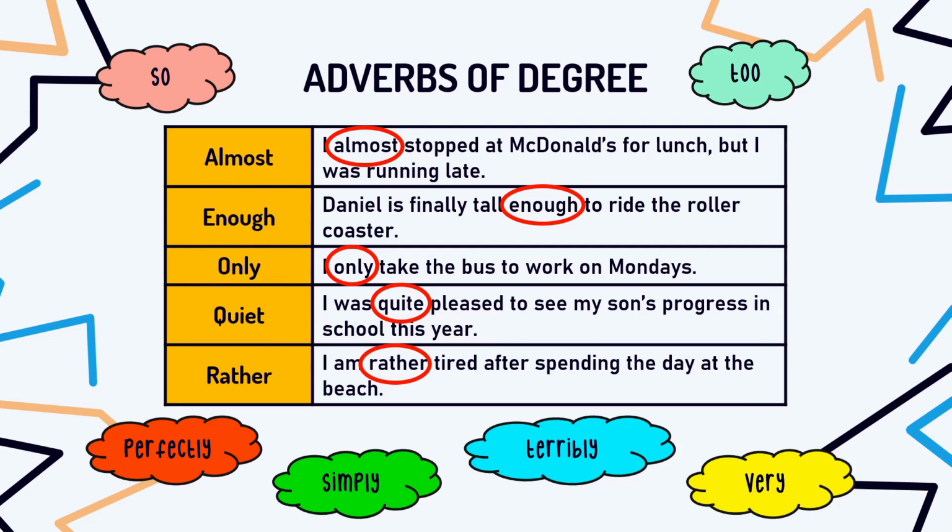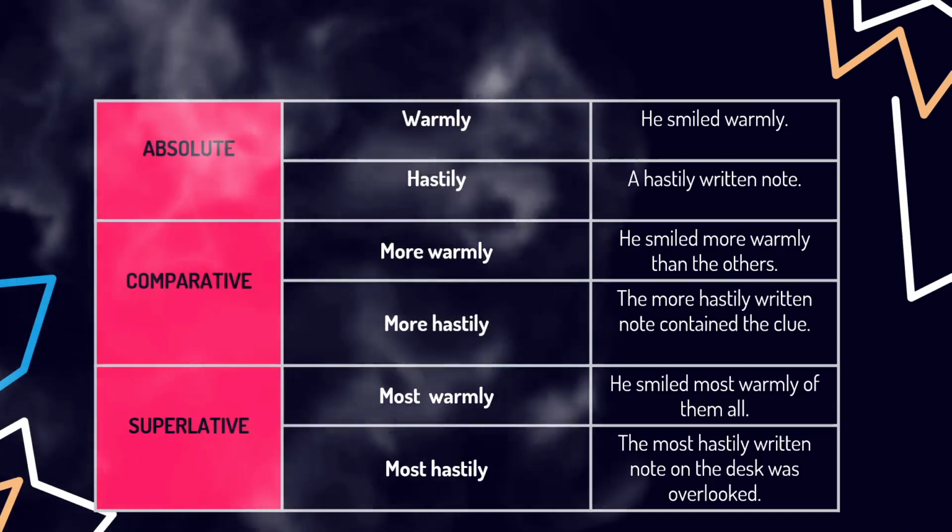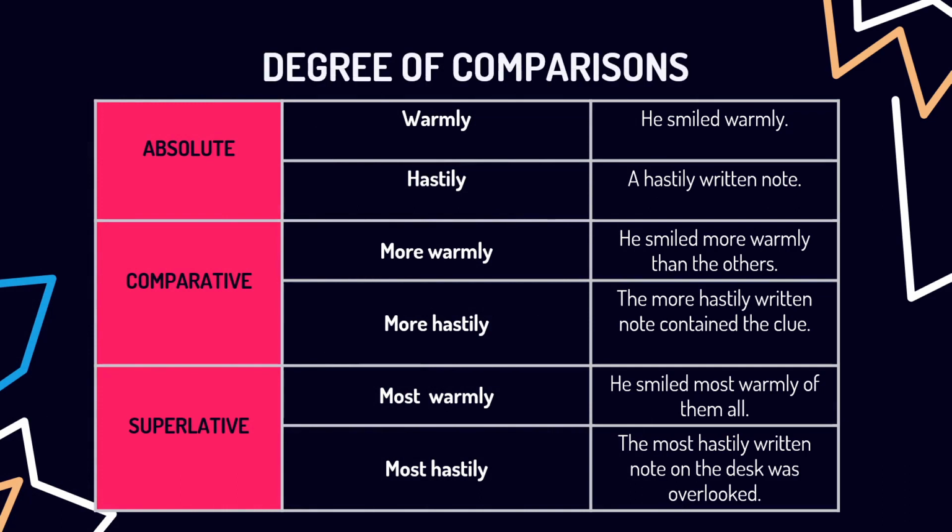So for adverbs of degree, keep in mind, it's actually describing to what extent the action or the work is being performed, being conducted. Lastly, we are going to discuss degree of comparison. When you say degree of comparison in adverbs, we are comparing the level of the adverb. So we're going to have 3 kinds, which are absolute, comparative, as well as superlative.